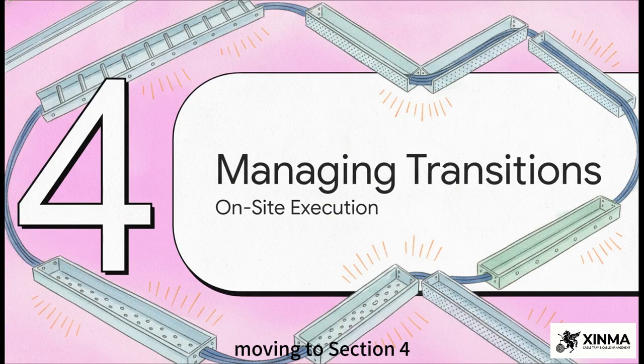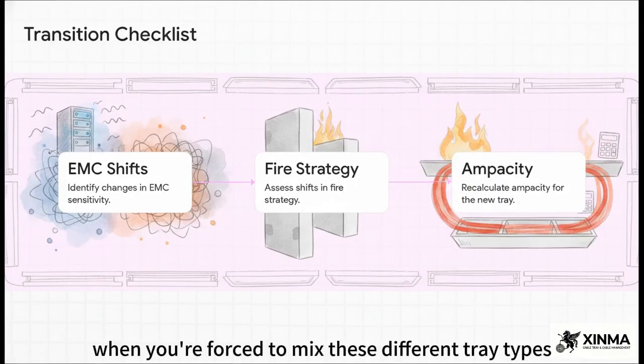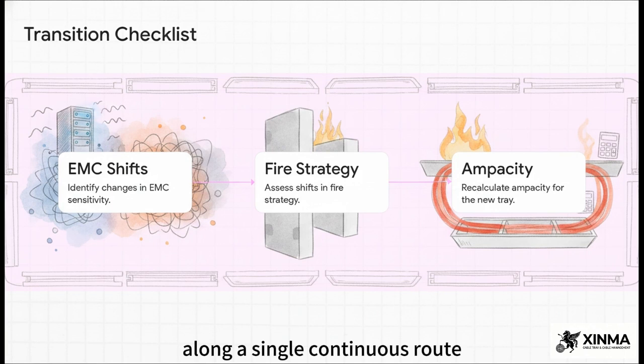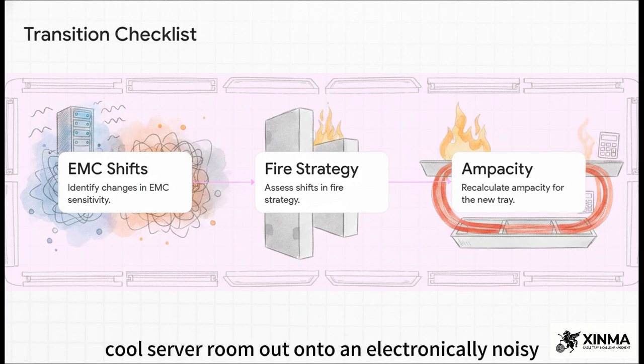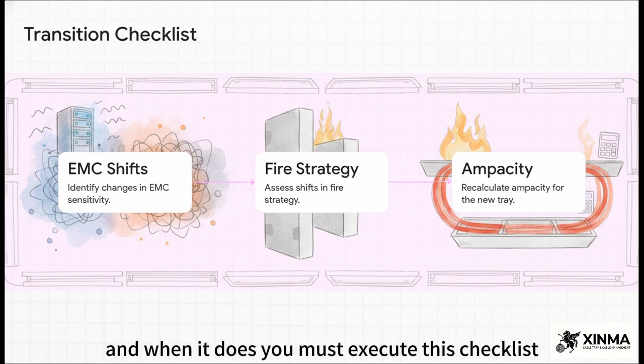Moving to Section 4, managing route transition points. Let's talk about actual on-site execution. So, what actually happens when you're forced to mix these different tray types along a single continuous route? Say a run moves from a nice, cool server room out onto an electronically noisy, hot factory floor. Your tray type obviously has to change, and when it does, you must execute this checklist.